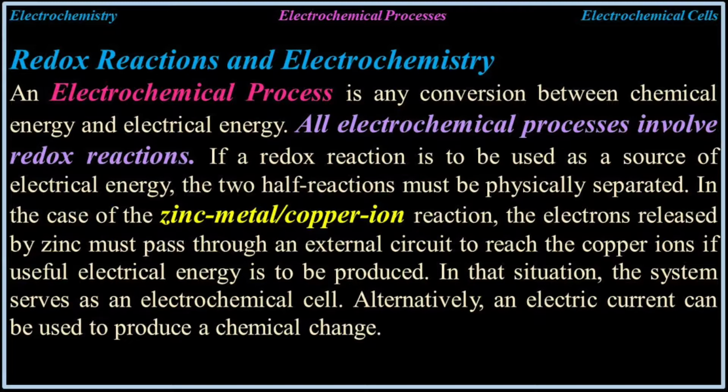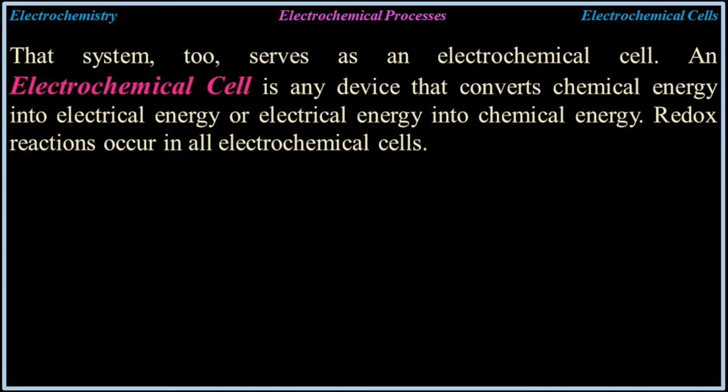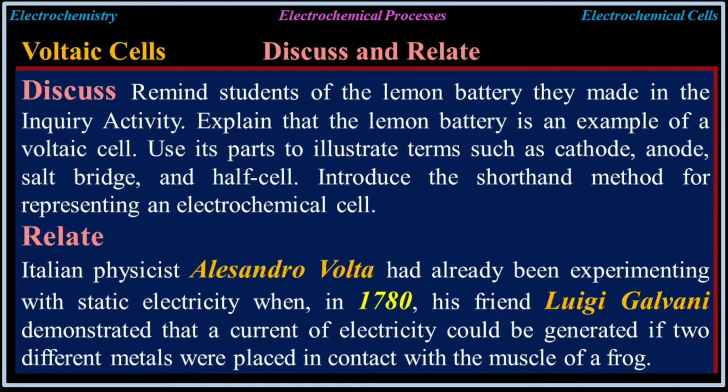In that situation, the system serves as an electrochemical cell. Alternatively, an electric current can be used to produce a chemical change. That system, too, serves as an electrochemical cell. An electrochemical cell is any device that converts chemical energy into electrical energy or electrical energy into chemical energy. Redox reactions occur in all electrochemical cells.